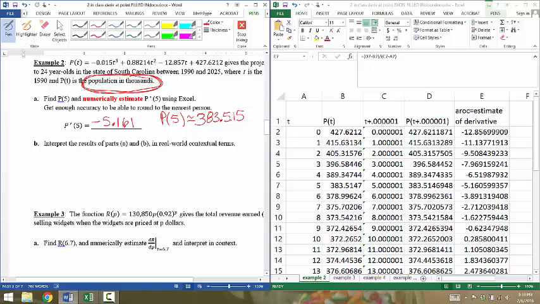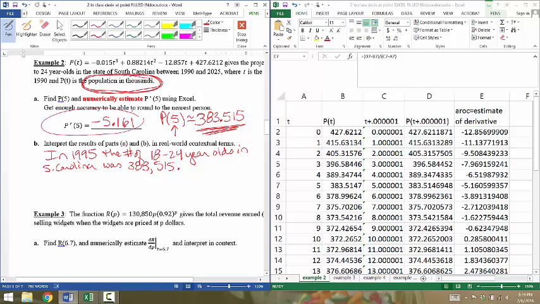So when I interpret this, 383.515 really means 383,515 people. And an input of t equals 5 represents the year 1995. So in 1995, the number of 18 to 24-year-olds in South Carolina was 383,515, according to this model.